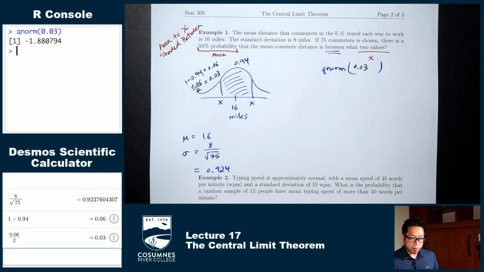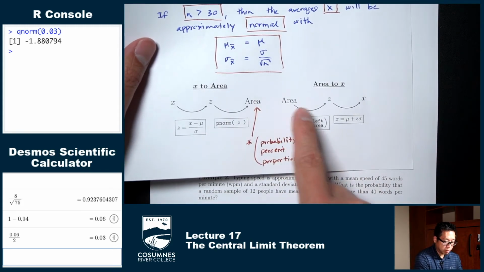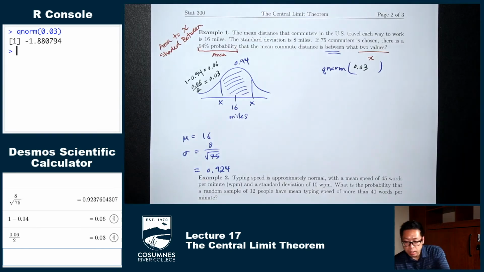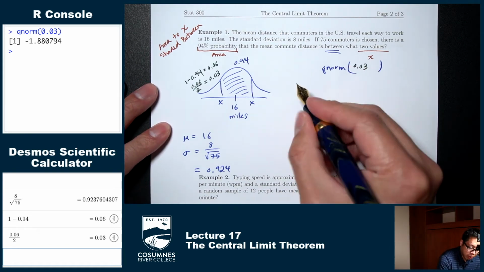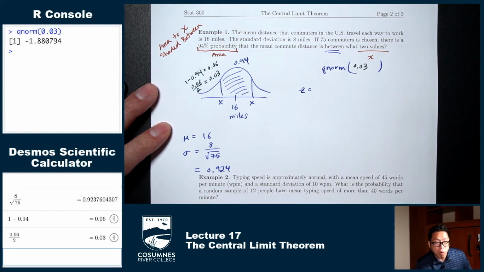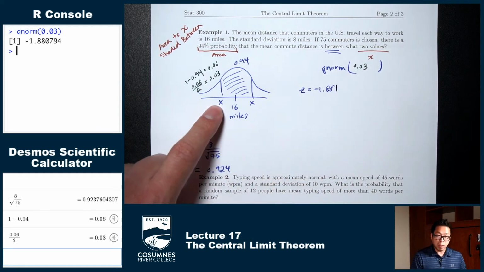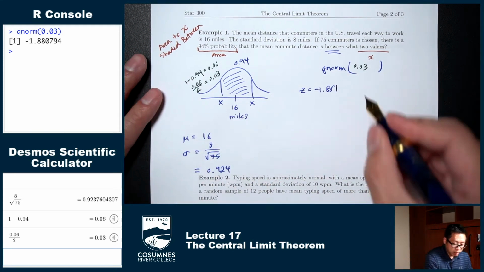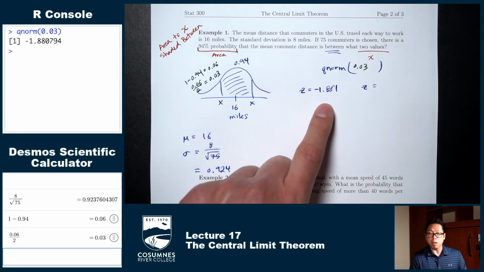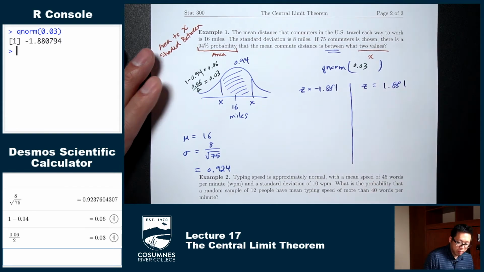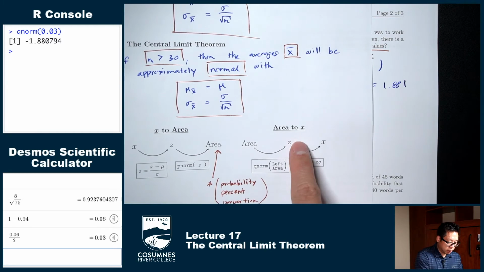Negative 1.881. And if I look at my diagram, QNorm goes from area to Z. So what QNorm spit out there is a Z. And because I'm looking for two X's at the end of the day, I need two Z's. So that negative 1.881 refers to the one on the left. There should also be one on the right, which is just the positive version of that, so positive 1.881. We just went from area to Z using QNorm.